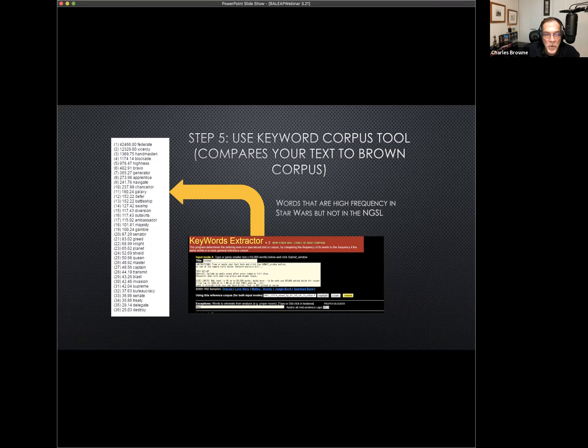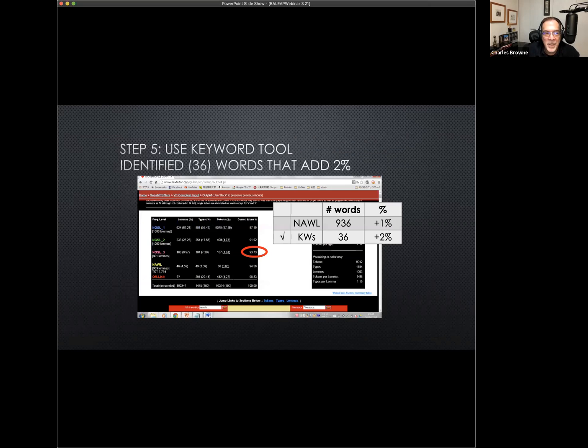And so we used the keyword tool on Star Wars and came up with a list of about 40 or 50 words that were very, very frequent in Star Wars, but not in general English. Words like viceroy and handmaiden and blockade and bravo and apprentice and chancellor, Chancellor Palpatine, right? Galaxy, battleship. If you've watched the movie, these words are very important to understand that movie. And so he added 36 keywords that added an additional 2% coverage, and compare that to the academic word list. Academic word list, 900 words, only 1%. The keywords, 36 words, 2%.